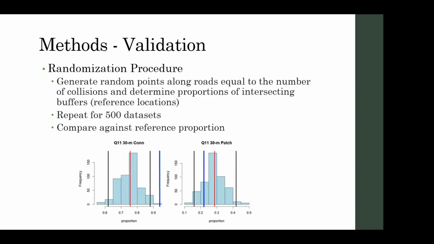And then the blue line indicates the proportion of real vehicle collisions that intersected with connectivity or patch at that range. So when the blue line is within the black lines, it is not statistically significantly different. But when the blue line is outside the black lines, it is significantly different.